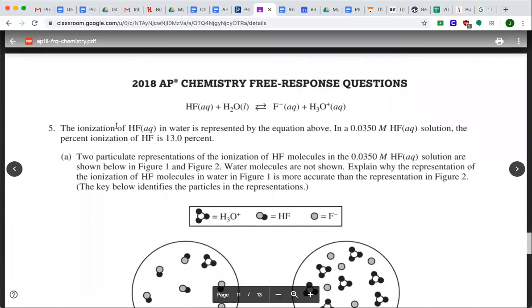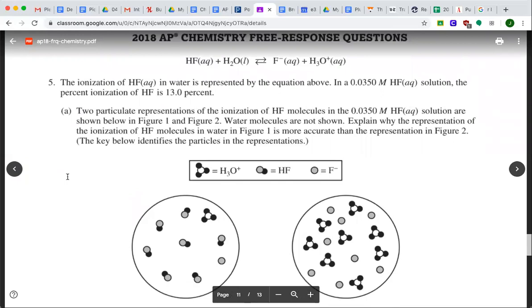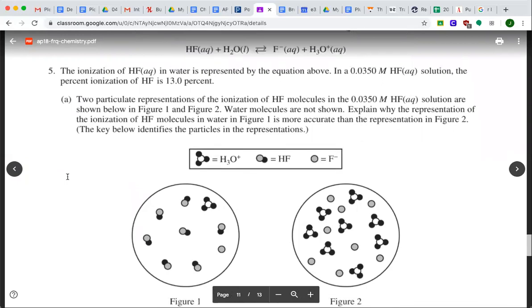Okay, so the ionization of HF, aqueous in water, is represented by the equation above. In a 0.035 molar HF aqueous solution, the percent ionization of HF is 13%. So the two particulate representations of the ionization of HF molecules are shown below, Figure 1 and Figure 2, water molecules are not shown. Explain why the representation of ionization of HF molecules in water in Figure 1 is more accurate than the representation in Figure 2. Okay, so H3O+ and HF.